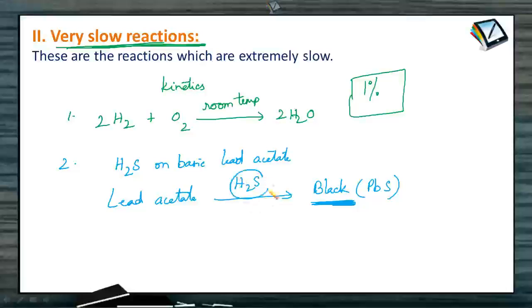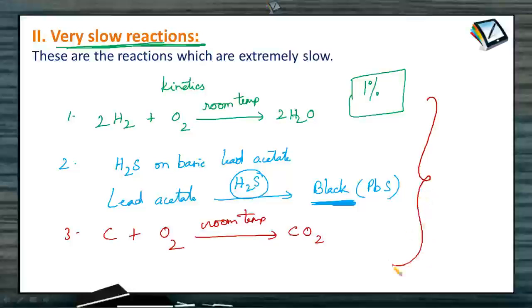And another example, the reaction between carbon and oxygen at the room temperature in order to give carbon dioxide. Even after several years, they remain unreacted. So all these reactions are very slow. As these reactions are very slow, for very slow reactions and for very fast reactions, we cannot study the kinetics of these reactions.